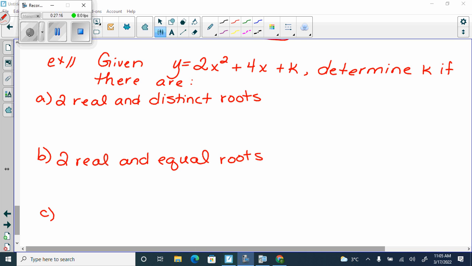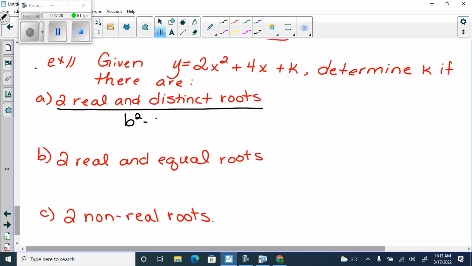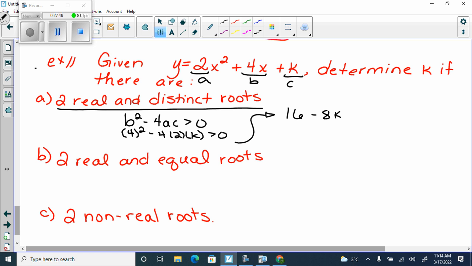Oh, yeah. And then C, two non-real roots. Oh, here it says two real and distinct roots. So we know B squared minus 4AC is greater than zero. I have A, I have B, I have C. So I have 4 squared minus 4 times 2 times k is greater than 0. I get 16 minus 8k is greater than 0. Subtract 16. Negative 8k is greater than negative 16. Divide by negative 8. And k is less than 2.